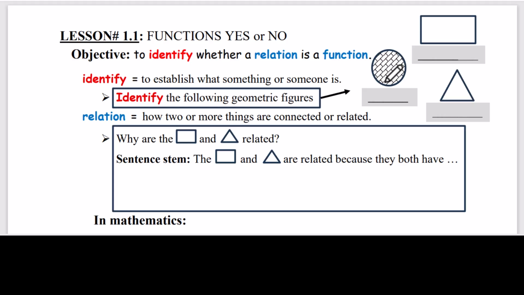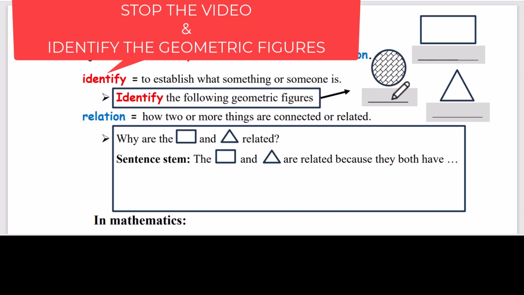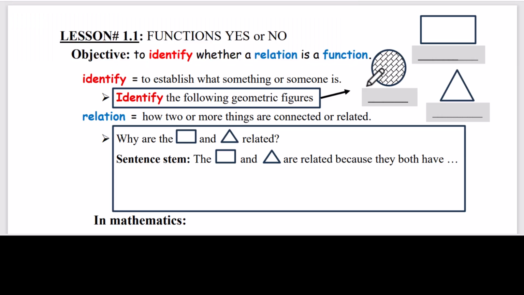So stop the video right now and take a few seconds to write the names of each one of these figures right here on the boxes provided. And when you have done that, restart the video to see if you got them right. So welcome back. You should have looked at these pictures and identified their names. The first one here is a circle. So let's write it down, circle. The next one is a rectangle. And the last one is a triangle. So what we have done is we have identified the three geometric figures on this paper.